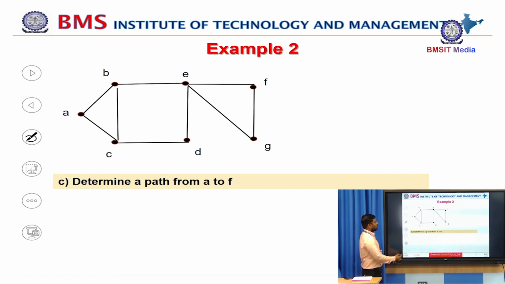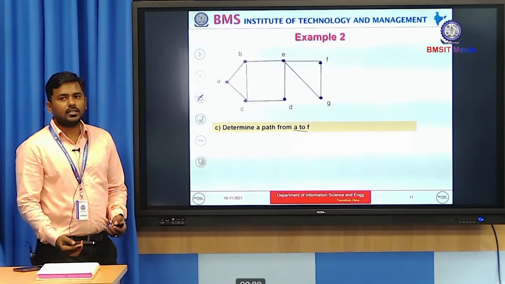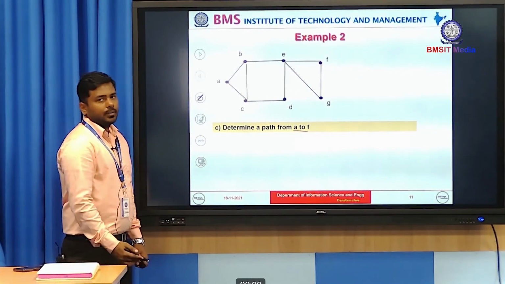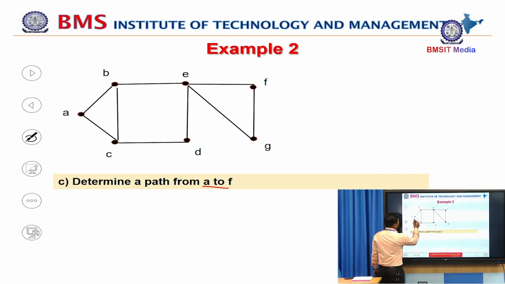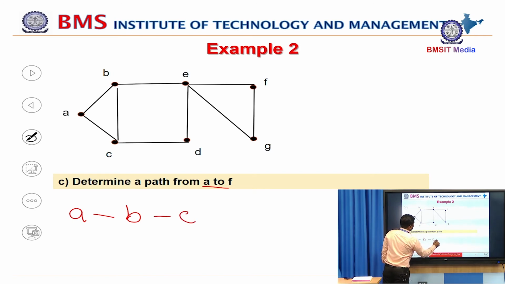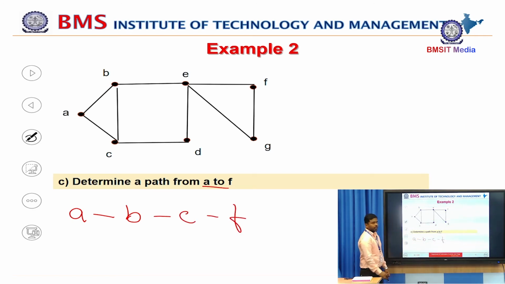Now, determine a path from A to F. As I told, when I say a path, edges and vertices should not be repeated. So, we will start from A, then B, then E, then F. As you can see, there is no repetition of edges or vertices. So, it is an example for the path.